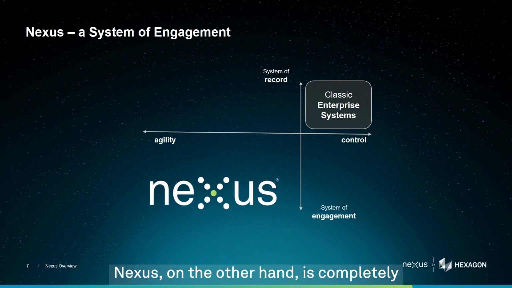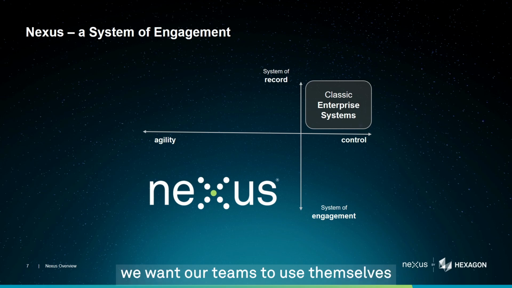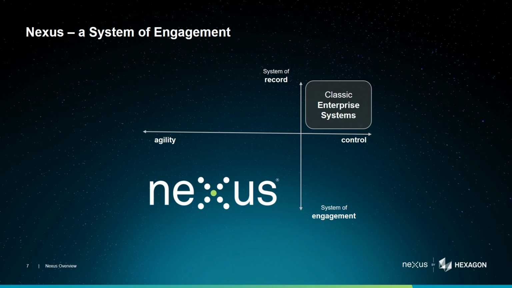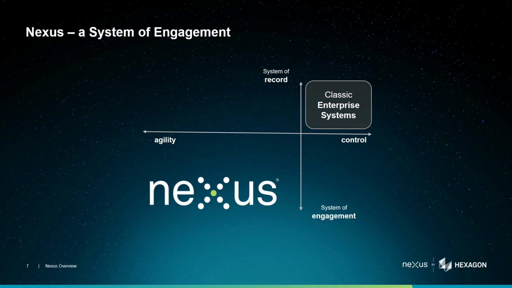Nexus, on the other hand, is completely opposite. It's a real-time collaboration tool, a system of engagement, so we like to call Nexus a system of engagement. What does that mean? It complements all the existing products that you are using today, but it establishes the way for teams and users to collaborate with the rest of the organization. So think of it as a complementary system to all the products and all the enterprise systems that we're using today.